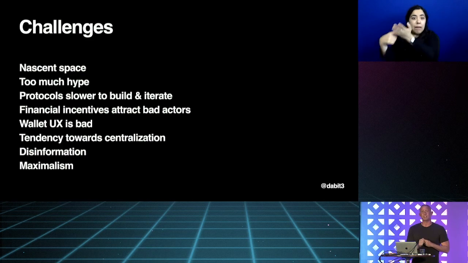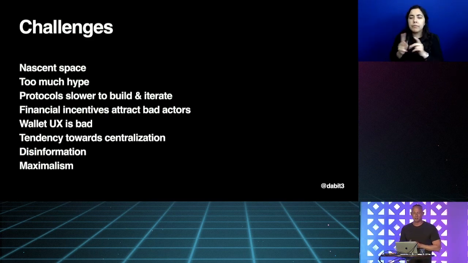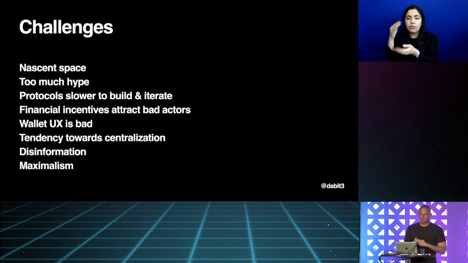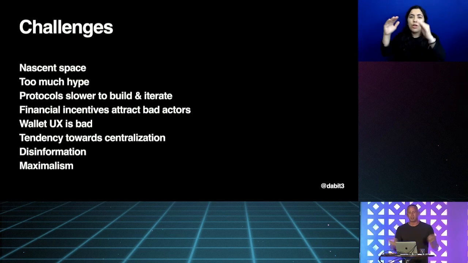Protocols are slower to build and iterate on than centralized solutions. You heard Alexis, if you were in that talk earlier, hint at this, that people often prefer centralization because it's just easier. Financial incentives: we've lowered the barrier to entry for building financial applications, but we've also lowered the barrier to entry to scammers. So you have all types of scammers coming in and building all types of crazy things and doing all types of bad stuff.